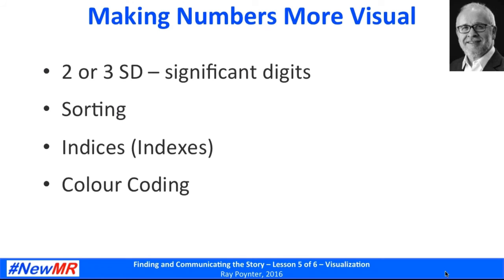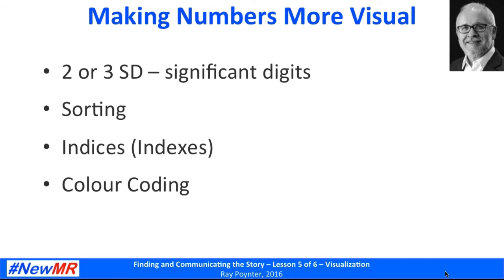We're going to move on to genuine graphics in a moment, but we can actually make our numbers more visual. The first most important thing is using 2 or 3 significant digits. We often use too many digits. Then we can use sorting, we can use indices or indexes, as some people call them, and color coding.